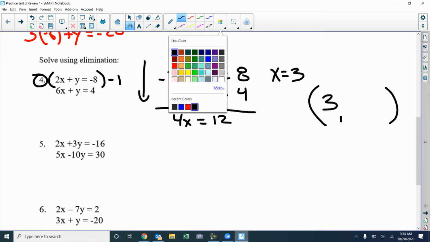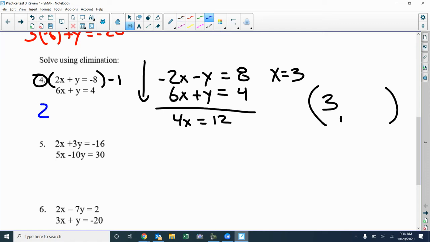Head back over. We're going to have 2 times 3 plus y equals negative 8. I think 2 times 3 is 6. Plus y equals negative 8. We'll subtract 6, so my y is negative 14. So 3, negative 14 for number 4. Everybody okay there?